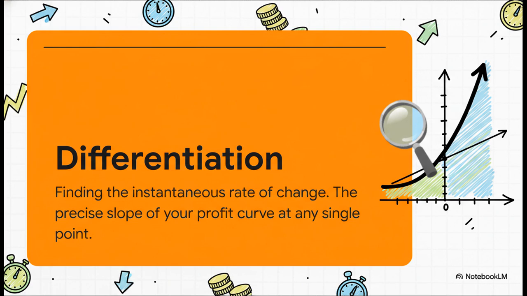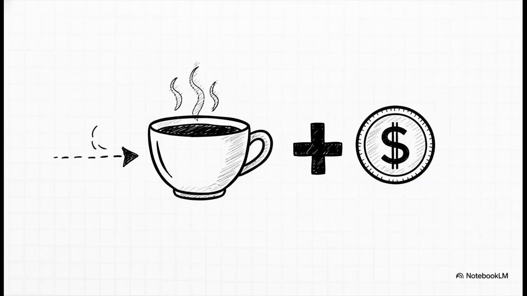So what in the world is differentiation? Well, the textbook definition is the process of finding the instantaneous rate of change. But let's make that real. Imagine a graph of your total profit throughout the day. It's not just a straight line, right? It's a curve. The derivative is the tool that lets you find the exact steepness, the slope, of that curve at any single point. It's like freezing time and asking, right now, this very second, how fast is my profit growing? And that, right there, is its power in business.